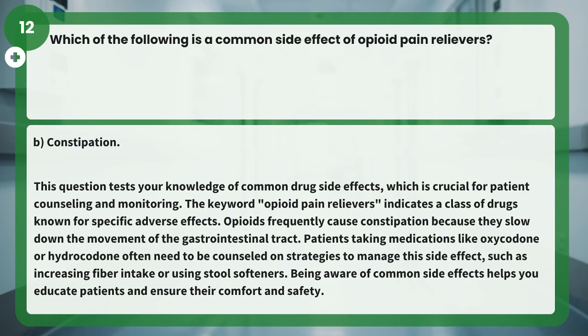Answer: B. Constipation. This question tests your knowledge of common drug side effects, which is crucial for patient counseling and monitoring. The keyword opioid pain relievers indicates a class of drugs known for specific adverse effects. Opioids frequently cause constipation because they slow down the movement of the gastrointestinal tract. Patients taking medications like oxycodone or hydrocodone often need to be counseled on strategies to manage this side effect, such as increasing fiber intake or using stool softeners. Being aware of common side effects helps you educate patients and ensure their comfort and safety.